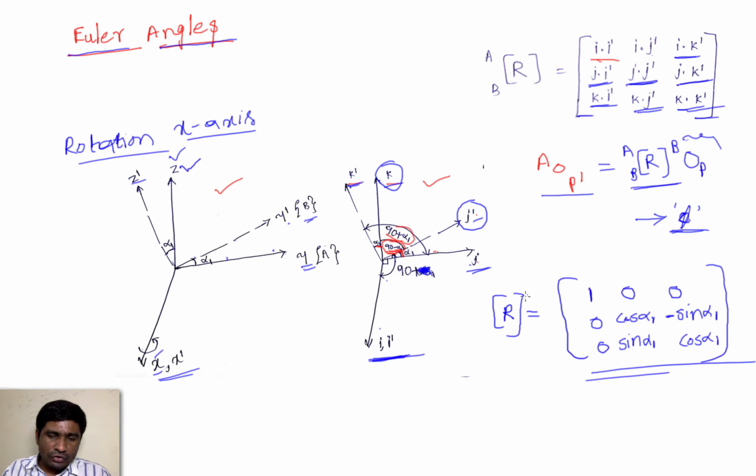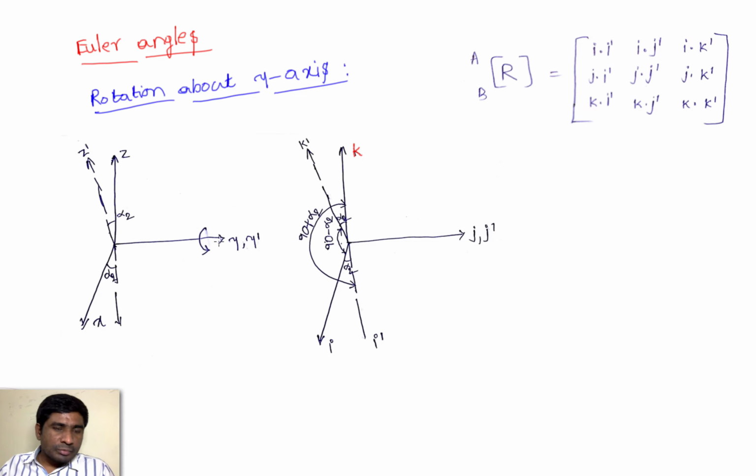Whenever we execute a rotation about the x-axis, this is the matrix that we need to use. So based on the given rotation, we need to substitute alpha 1 here, so that we will get the rotational matrix. In the same way, what is the rotation about the y-axis? In the previous case, the first step was that I rotated about the x-axis, and after that, now I will rotate about the y-axis here.